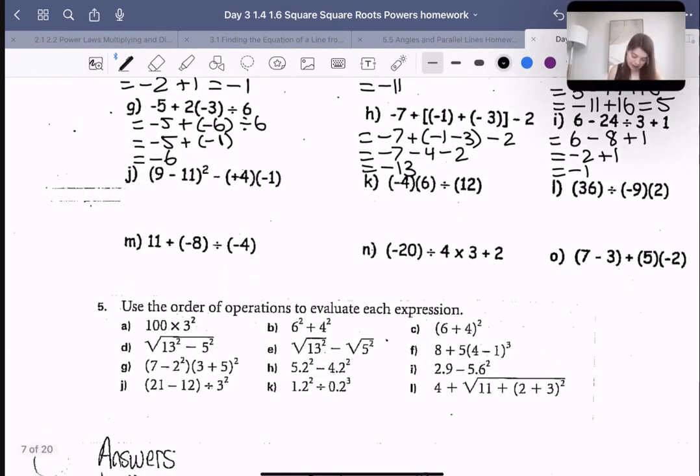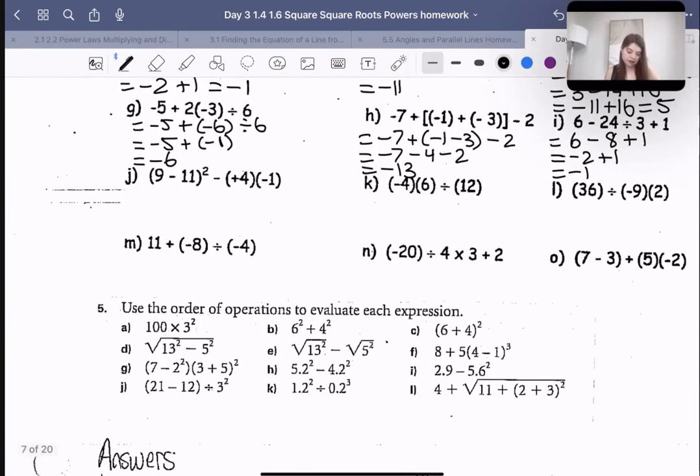Then we have J. So first question, are there any brackets? Yes, there are. 9 minus 11 is inside brackets, so that's going to end up being minus 2. The other brackets don't have anything we can actually solve. They're just there to indicate we need to multiply, so we can skip those for now.